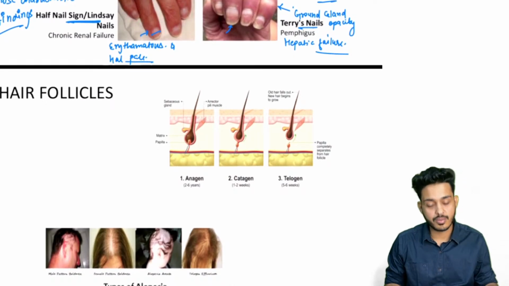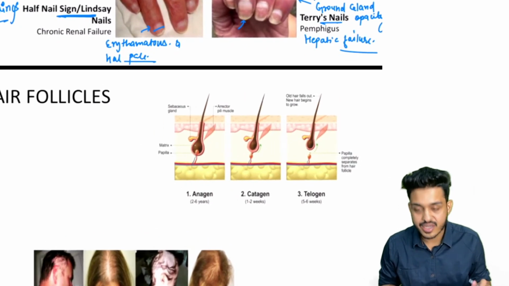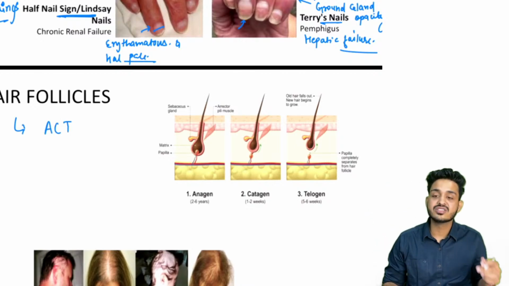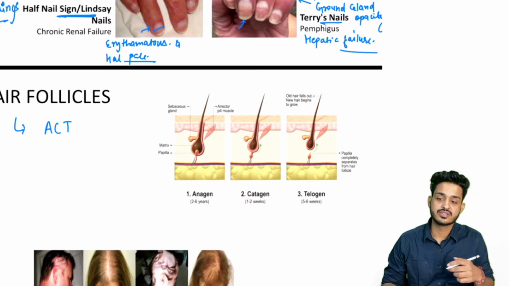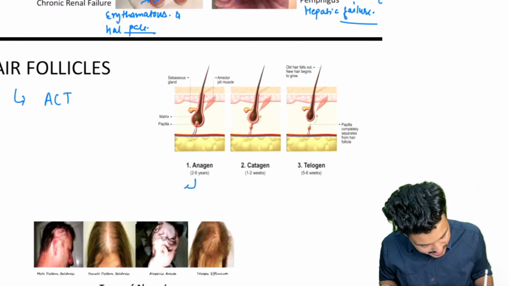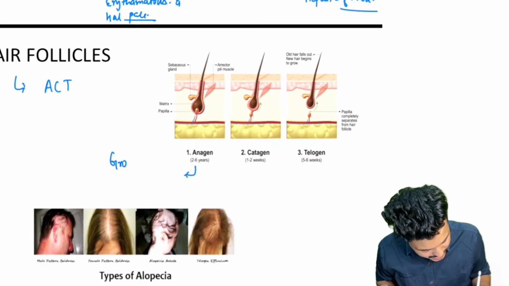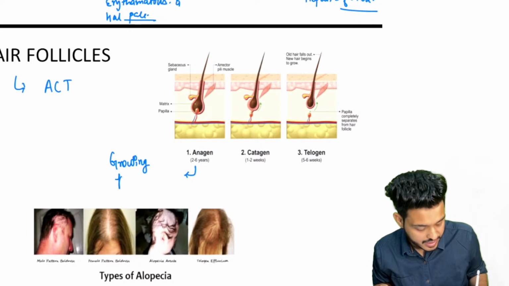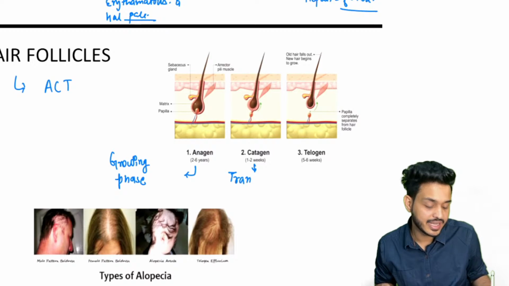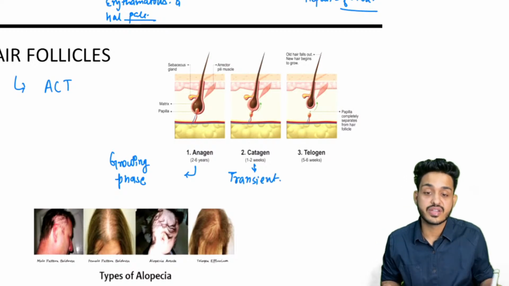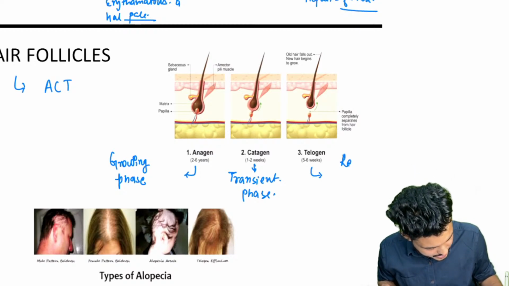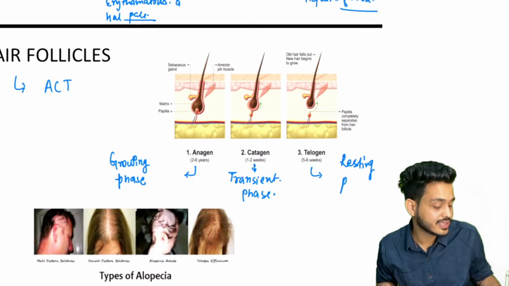Right, now let's talk about the hair follicle. We are having three things, guys: anagen phase, catagen phase, and telogen phase. Anagen is the growing phase. Catagen is the transient phase. And telogen is the resting phase.